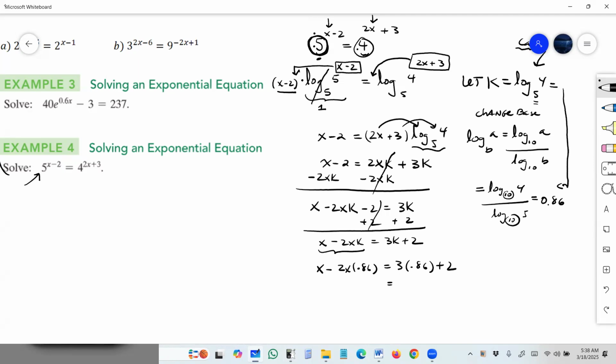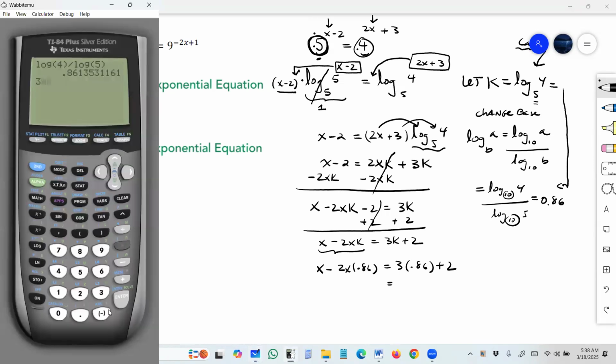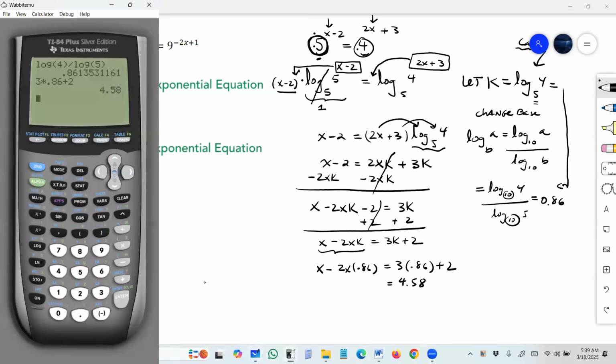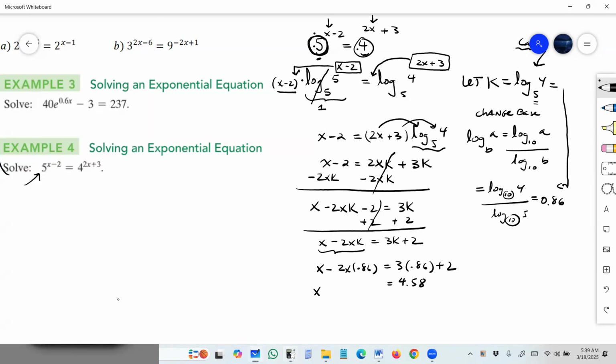So let's see what we have here. I have to do 3 times 0.86 plus 2. 3 times 0.86 plus 2, so 4.58. And then I have to do 2 times 0.86, which is 1.72. So x minus 1.72x equals 4.58.